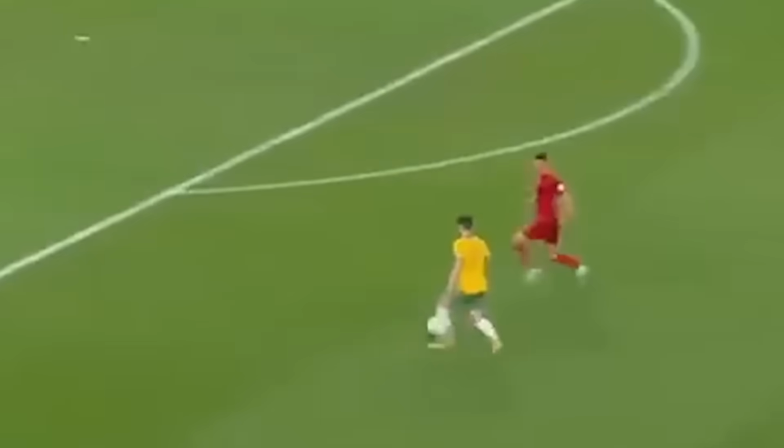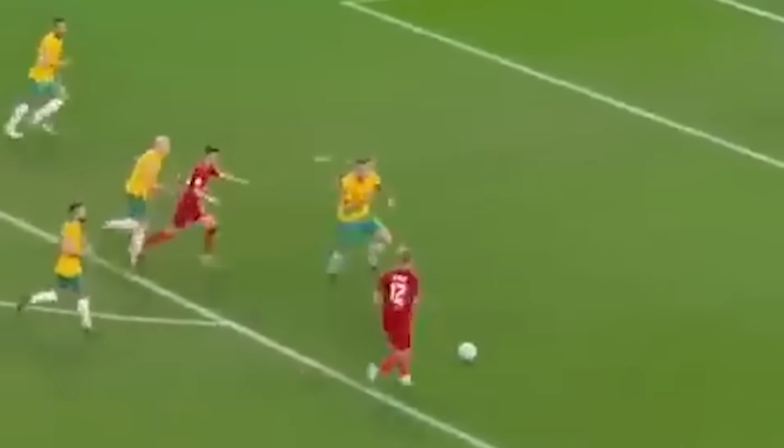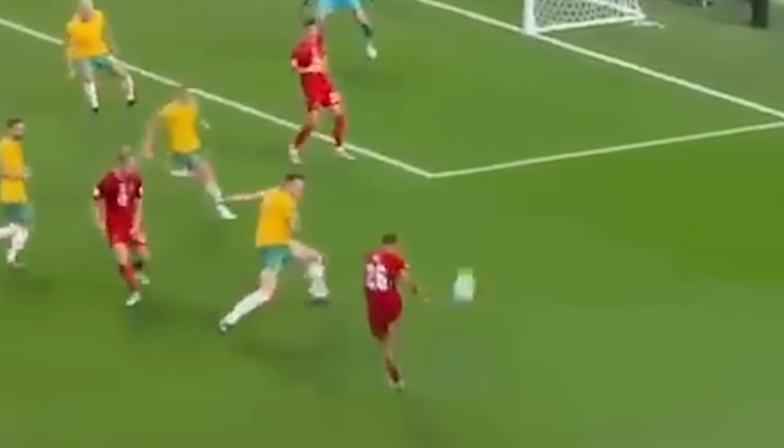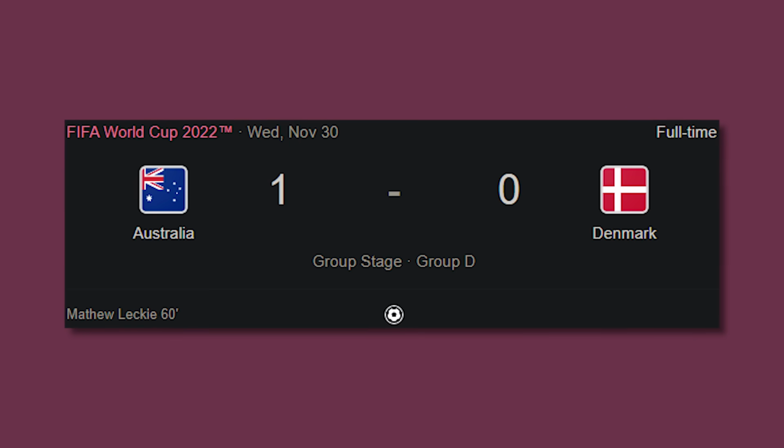comes Straya, 60 minutes played. Matthew Leckie on the counter gives us a little 2014 James Rodriguez shimmy shimmy, and again, the Australians are shocking the world. From there, the Australian backline, led by Harry Souttar, keeps the Danes at bay, and Australia win again.